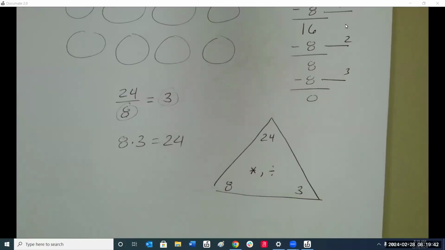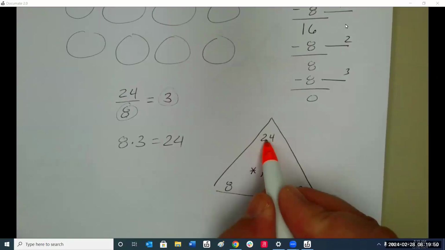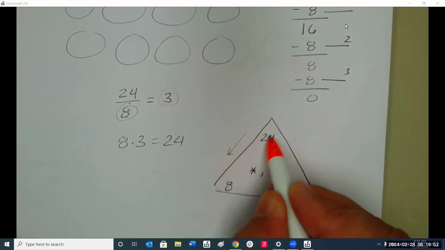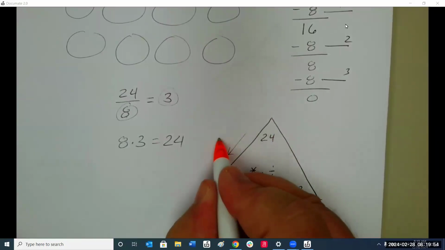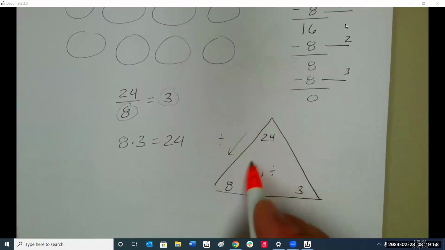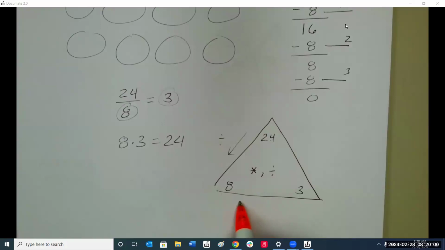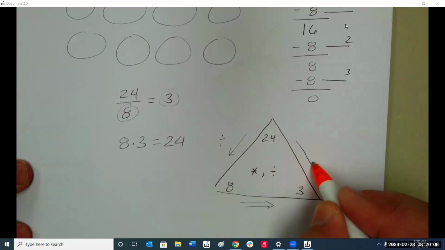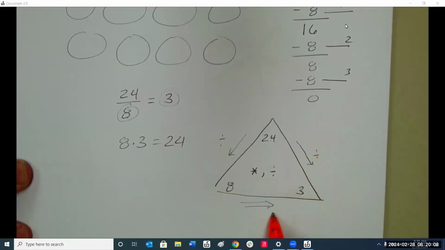We did something like that with the addition subtraction part. We had 15, 8, and 7. What this thing means is this. If I go from big to small, I'm doing division. So 24 divided by 8 equals 3. 24 divided by 3 equals 8.